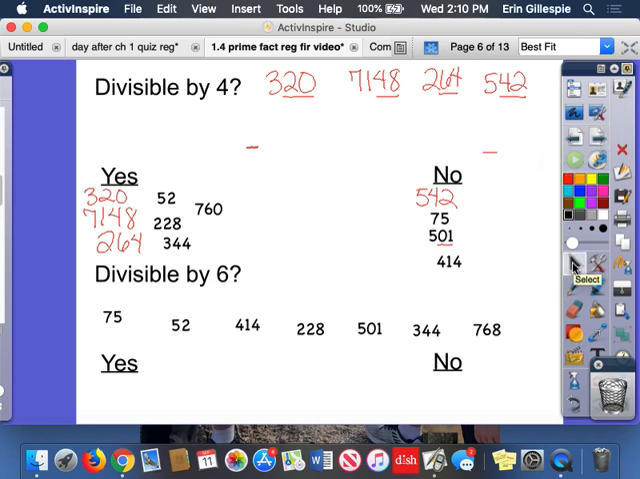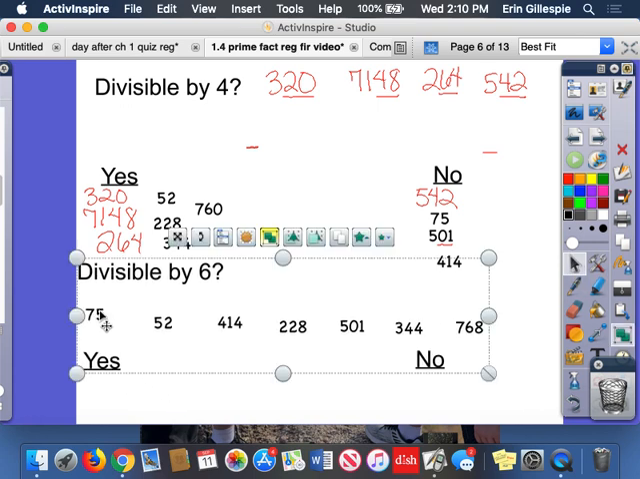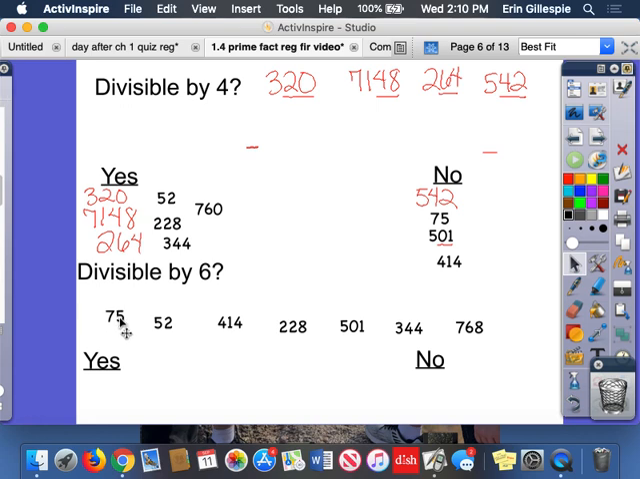All right, so 75 isn't even, it's odd. So it's automatically a no, okay? If it's odd, it can't be divided by 6. How about 52? Well, it's even, so now I should check for the 3's rule. Well, 5 plus 2 is 7, and you can't divide 7 by 3, so that's also a no. 414, it's even, good. Add it up. 4 plus 1 is 5, plus 4 is 9. 9 I can divide by 3, so 414 can be divided by 6.